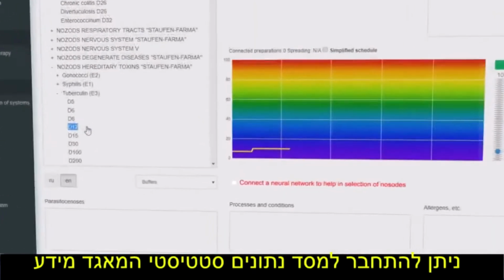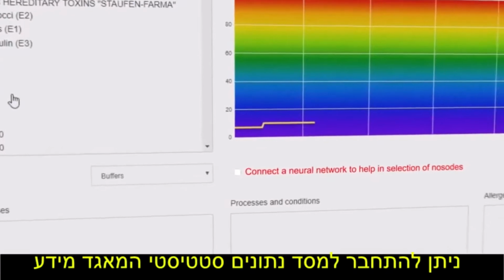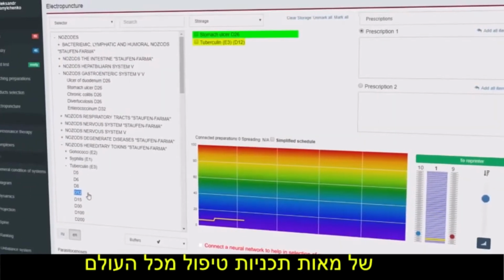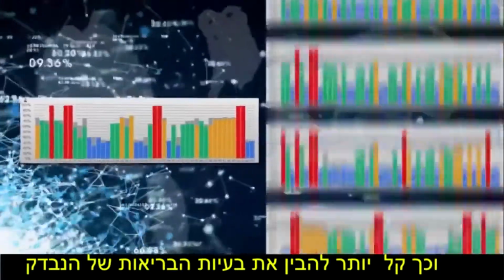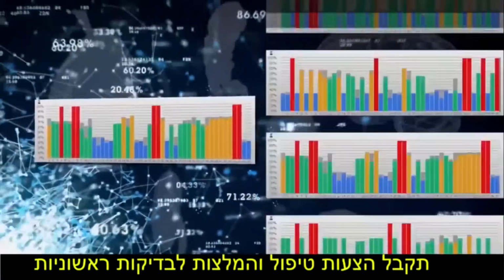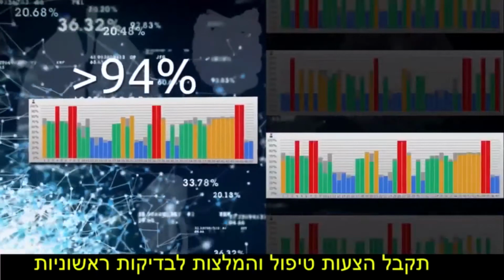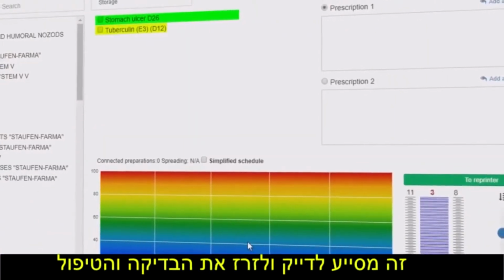Separately, you can connect a neural network that collects the statistical data of several hundred measurements of program users around the world, understanding what problems a concrete tested person may most likely have. It will suggest what you need to check first and which nosodes should be tested. It speeds up the work with this type of testing greatly.